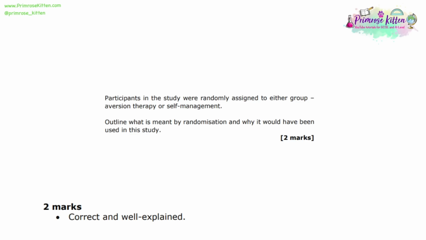Participants in the study were randomly assigned to either group, aversion therapy or self-management. Outline what is meant by randomisation and why it would have been used in this study. There are 2 marks available for the question. The mark scheme says that to gain both marks, the information must be correct and well explained.